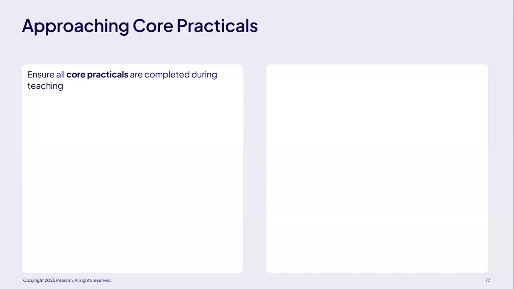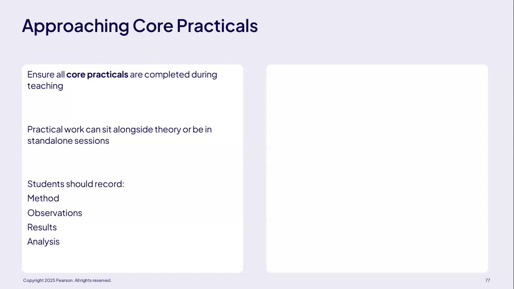So the advice is to ensure all core practicals are completed during teaching. It can sit alongside theory or be in standalone sessions, but it should be within the context of the part of the specification that you are currently teaching. They should record their method, their observations, their results, and their analysis. Doesn't have to be in a lab book. Class exercise books or loose leaf paper are fine.